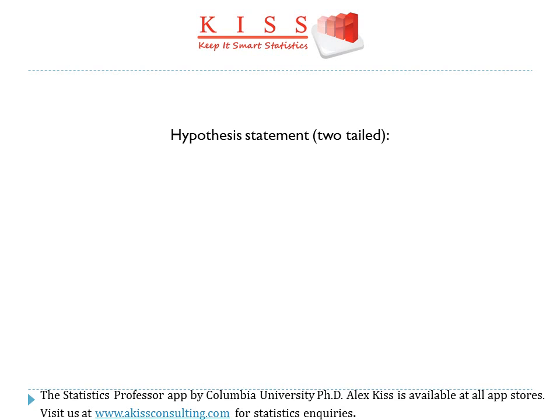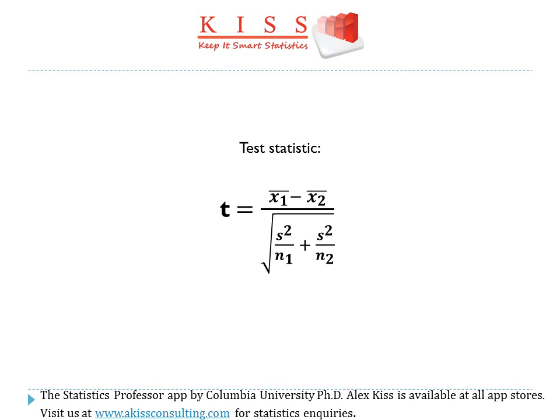The hypothesis statement for this test, a two-tailed hypothesis, is H0: mu A equals mu B. The mean systolic blood pressure of those on drug A equals the mean for those on drug B, versus the alternate, the two sample means are not equal, mu A not equal to mu B. Our test statistic is t equals x1 bar minus x2 bar divided by the square root of s squared over n1 plus s squared over n2.